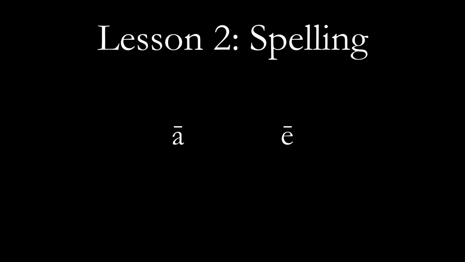Okay, let's take a look at a review of the Lesson 2 spelling. In Lesson 1, we had talked about the short vowels. Now we're going to look at two long ones, the long A and the long E. And let's start by taking a look at the long A.